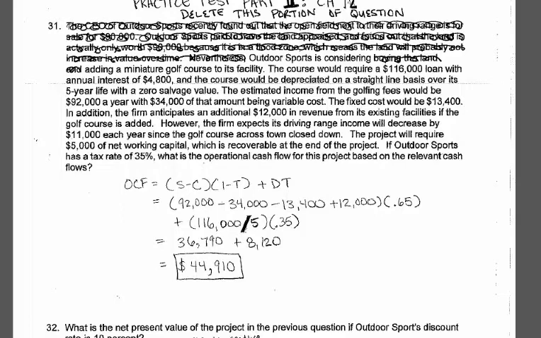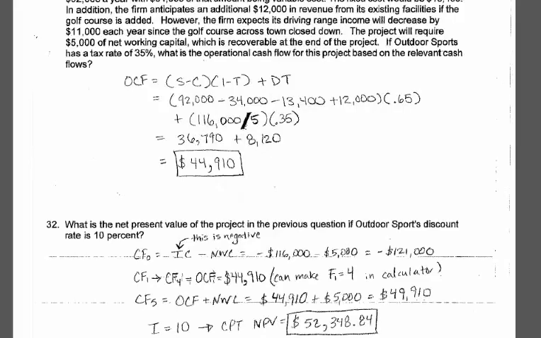And that is just telling you that there's going to be some money there because depreciation is really a non-cash item. So you enter in the relevant cash flows where appropriate, you plug and chug, and you end up with an operating cash flow of 44,910. All right.